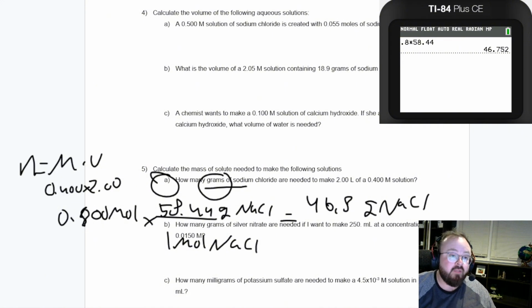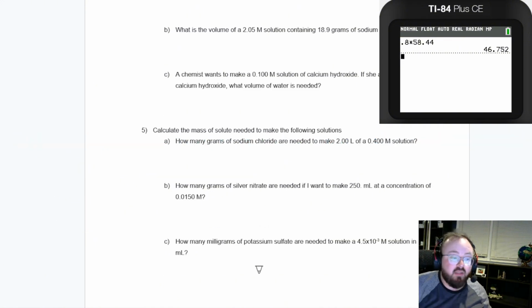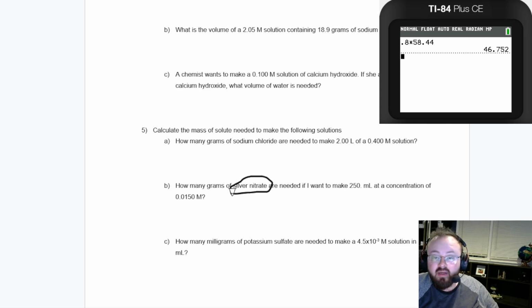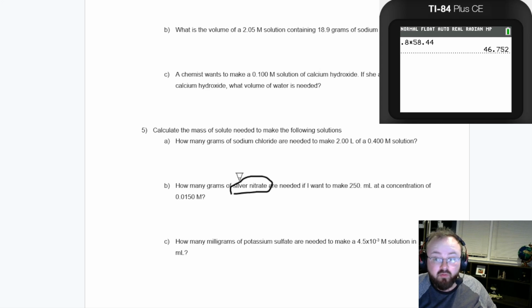Okay? Questions B and C are the same idea with just a little bit of extra steps here. Number one, I have finally moved away from sodium chloride, so you've got to find the chemical formula and the molar mass of silver nitrate. So there's a few more steps involved here. You have to convert from milliliters into liters.